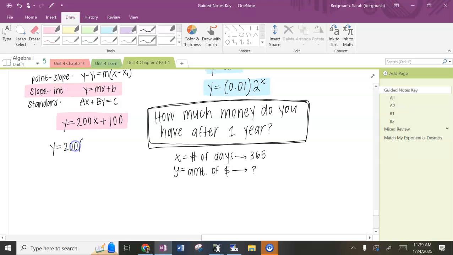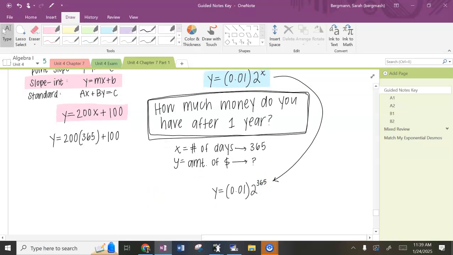So we'll do 200 times 365 plus 100. Or you're going to go y equals 0.01 times 2 raised to the 365 power. You can use your calculators or whatever you need to figure these out. If you picked the linear function, you plug that into your calculator, you should get 73,100, meaning that after a year, you have $73,100. That's great. You have a lot of money. It's a lot. You could pay for college with that money.